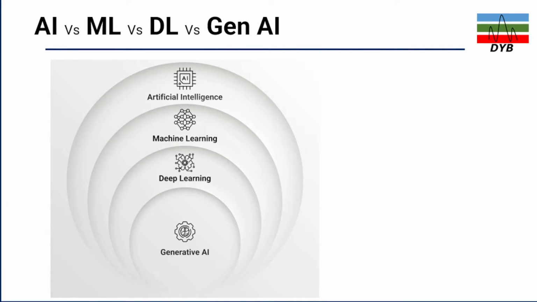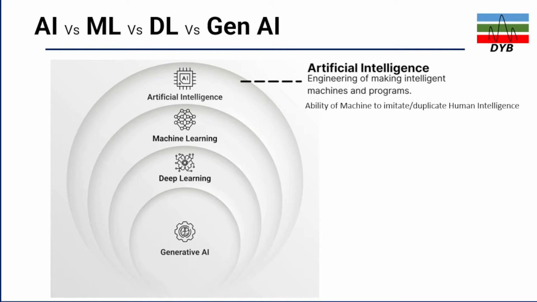So now let's look at the differences between them. If you look at the difference between artificial intelligence, machine learning, and deep learning, we understand that artificial intelligence is the big onion, then machine learning is a subset of AI, then deep learning is a subset of machine learning, and generative AI is a subset of deep learning. If you go in this direction, it becomes more improved and based on different types of data. Artificial intelligence is the engineering of making intelligent machines or programs. We can also call it the ability of a machine to imitate or duplicate human intelligence.